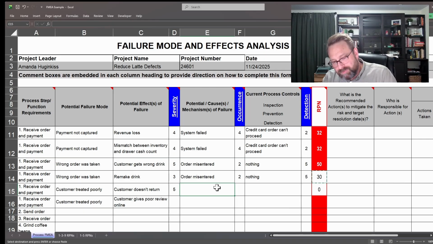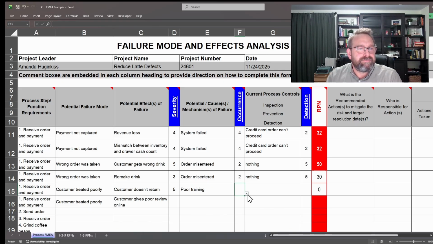So what's the cause of this failure? Poor training. How often do we have incidents of baristas not being trained very well? Again, judgment call. Maybe we're pretty good at it. What's the process? How do you detect a situation where customers get treated poorly? Do we have a manager on the floor? Yeah, we do. So we have that. Now, is the manager always paying attention? Maybe it's not great. So maybe we'll give it a 4.